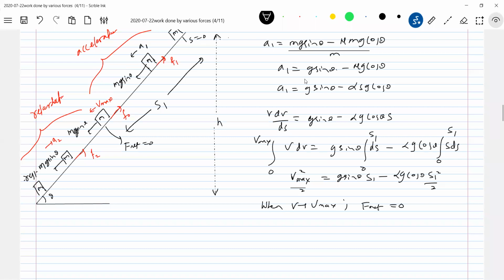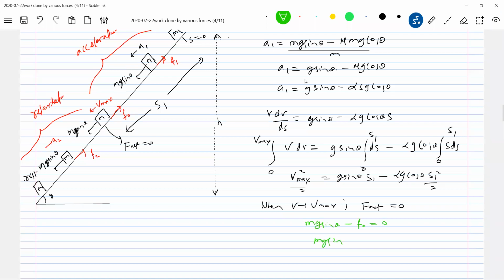So from the initial position, as it moves, the speed increases. Then what happened? The frictional force will become greater than mg sin theta. Then it undergoes retardation and comes to rest here. So here only the speed is maximum. When the speed becomes maximum, net force should be zero. Net force zero means what condition can you write? mg sin theta.